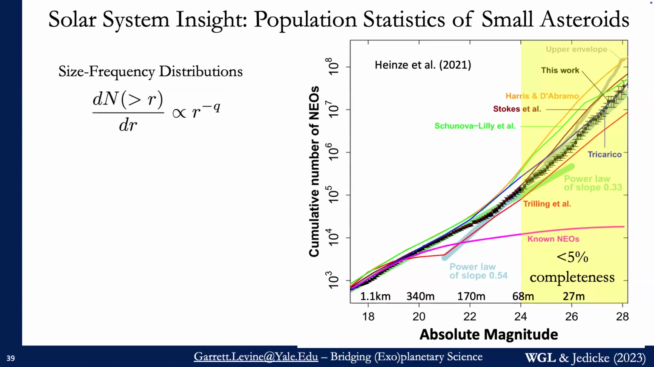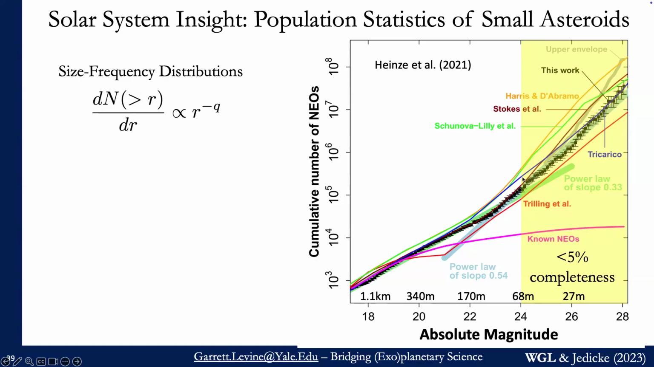Like many things in astrophysics, we parameterize these populations with size-frequency distributions with power laws. I'm just showing you here the cumulative number of near-Earth asteroids versus their absolute magnitude, which is a good proxy for their size. This pink line, of course, is the known near-Earth objects, and we see that as we get to low completeness, where this tapers off, the estimates from the literature on the population of small asteroids really diverge. They come apart, and there are order of magnitude discrepancies at these, call it, 50 to 100 meter sizes.